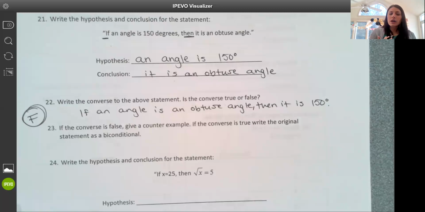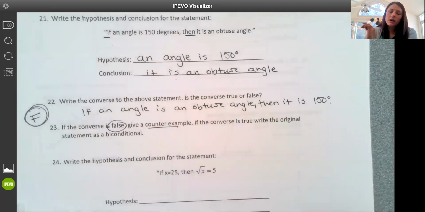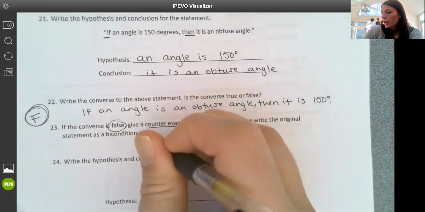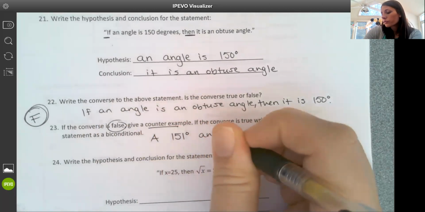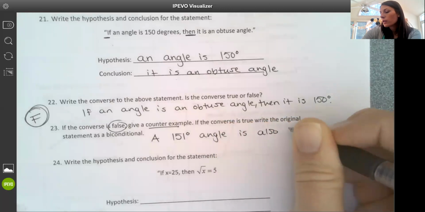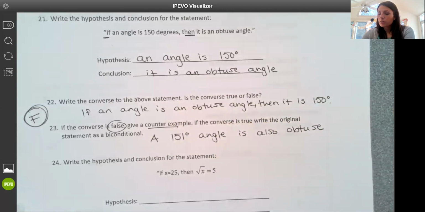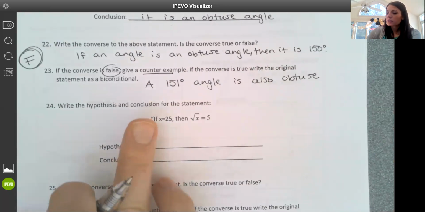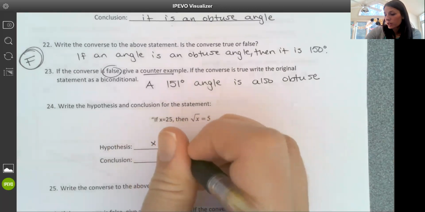So it says, if it's false, give a counterexample. If it's true, write a biconditional. So since it's false, we're going to give a counterexample. And on the checkout, I wrote some notes back for some of you on this. A counterexample is a specific example. So I can't just say an obtuse angle is any angle over 90. That's too general. It's just generally why it's not true. Okay, a counterexample is a specific example. So maybe I say a 151 degree angle is also obtuse. Okay, specific example.